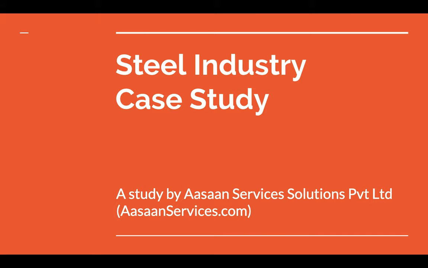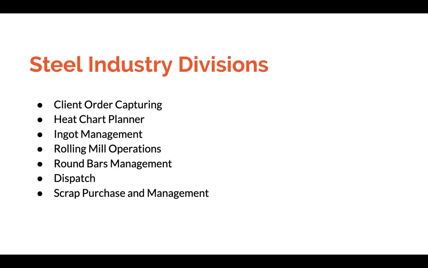Today we'll be talking about the steel industry, particularly the people who are into the production of ingots and round bars. We'll talk about how this industry works generally, and in the last we'll talk about how we can automate this whole part. Let's start. If I talk about different divisions, or maybe you can say departments or parts, we can divide it into several.